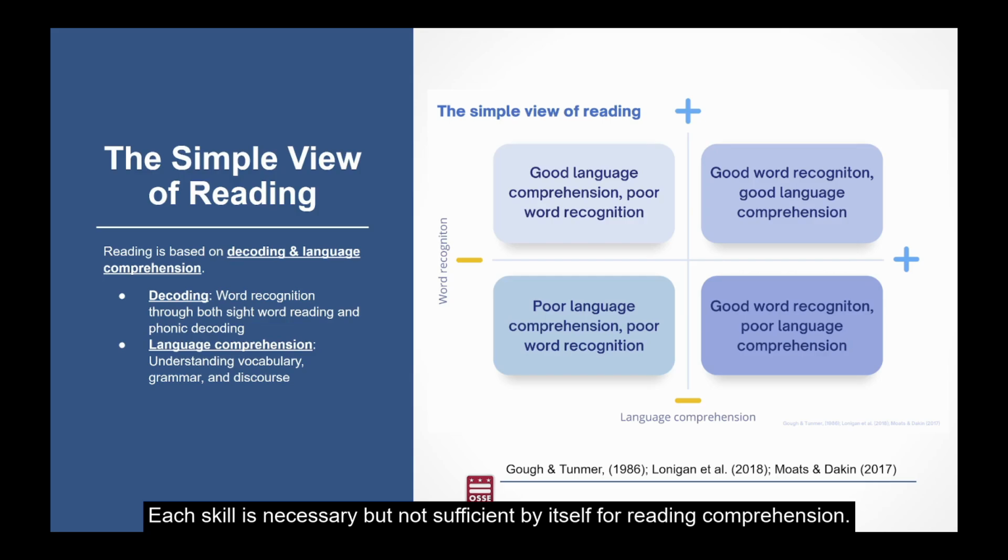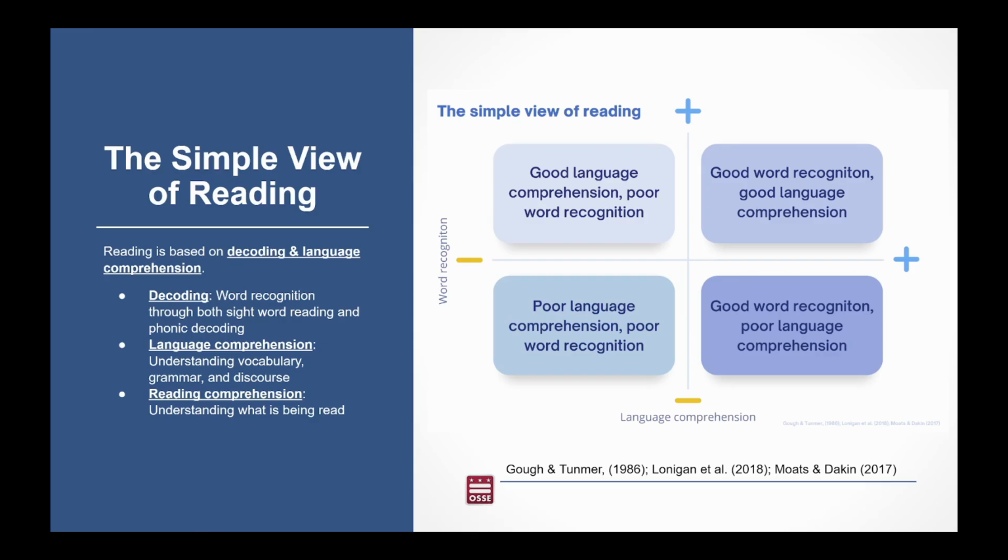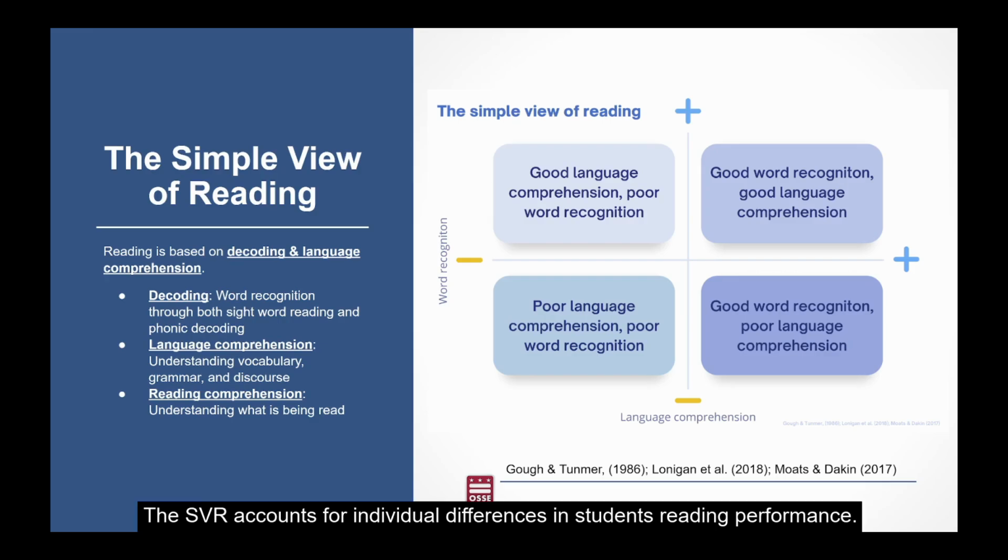Each skill is necessary, but not sufficient by itself for reading comprehension. Reading comprehension is understanding what is being read. The simple view of reading does not mean that reading is simple. The SVR accounts for individual differences in students' reading performance. The SVR describes a student's reading at a specific point in time.